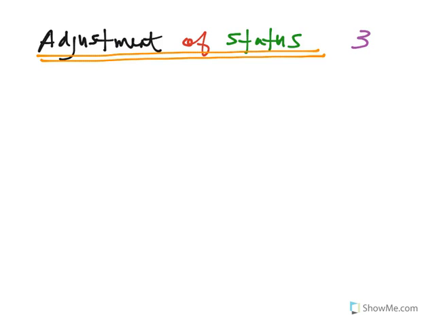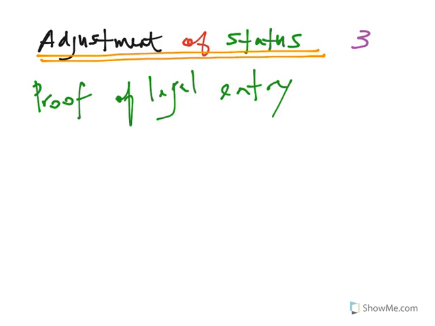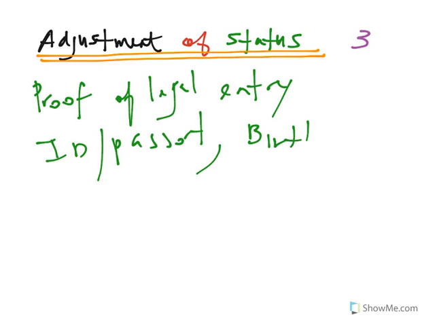And what does it include? Well, the adjustment of status process requires the completion of documents, forms, to be filed with the USCIS. It requires identity documents, so we need proof of legal entry. We need ID, passport. We need birth certificates, and marriage.